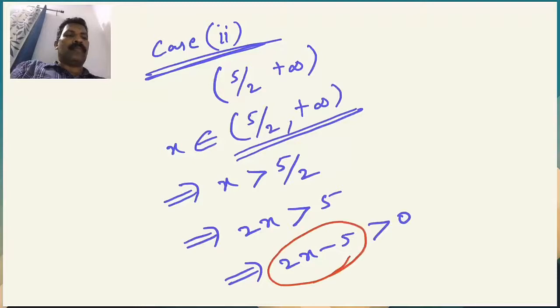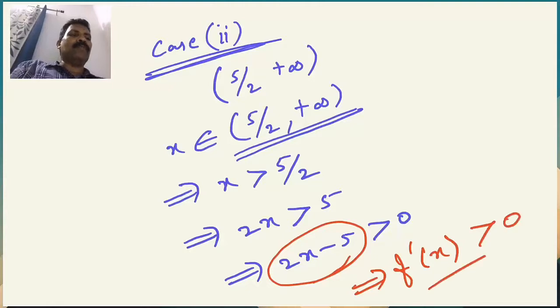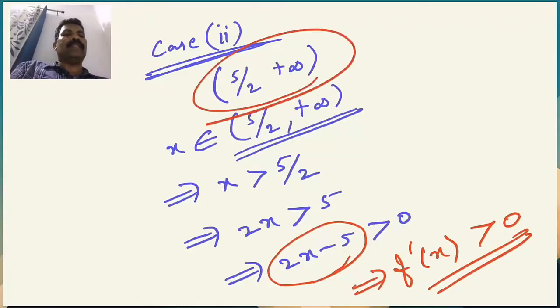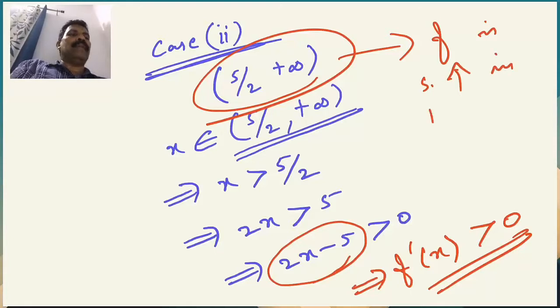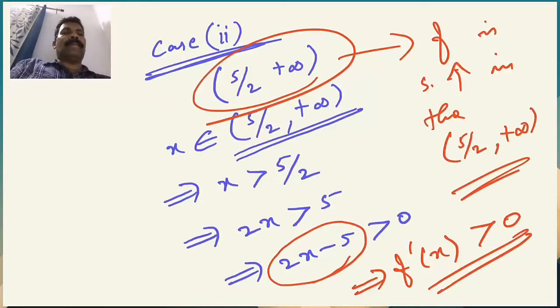So which implies 2x minus 5 will be greater than 0. And what about 2x minus 5? That is nothing but derivative f dash x. So we could prove that the derivative is positive in this interval. Therefore, the function is strictly increasing in the open interval 5 by 2 to plus infinity. So this way we can separate the given interval into subdivisions, so that we can identify in which subdivision the function becomes strictly increasing, and in which subdivision the function becomes strictly decreasing.